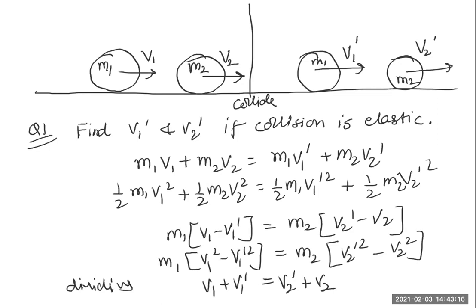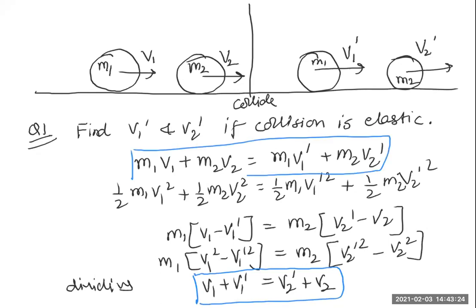So now what I can do is I can combine this guy with this guy to find the values of v1 prime and v2 prime. Let's do that. I'm going to change the slide. Okay, please take a screenshot. I'm going to change the slide.